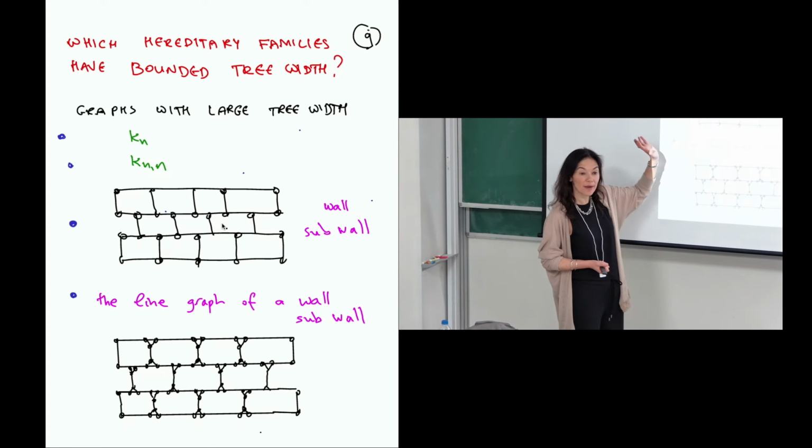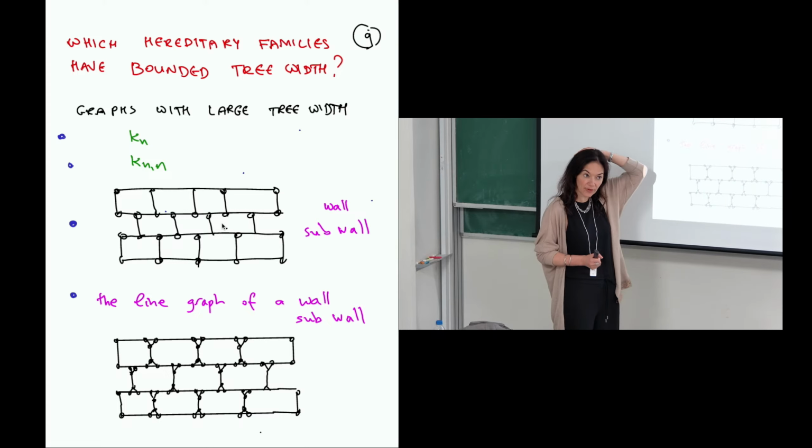And for subgraphs, that's it. So it's a theorem of Robertson and Seymour that if you have large treewidth, then you contain a subdivision of this as a subgraph.